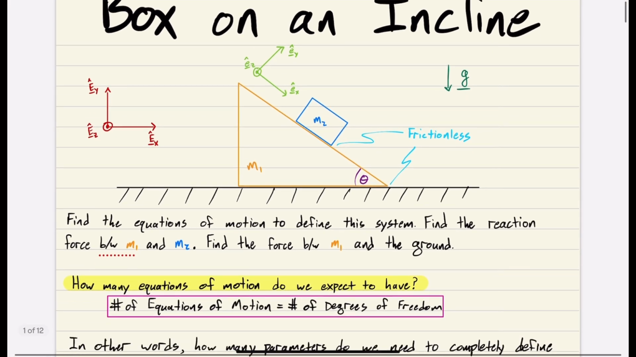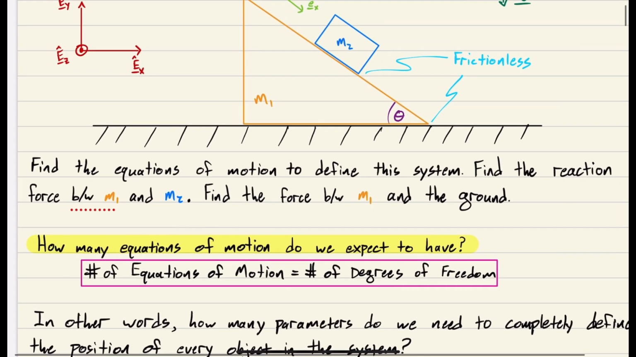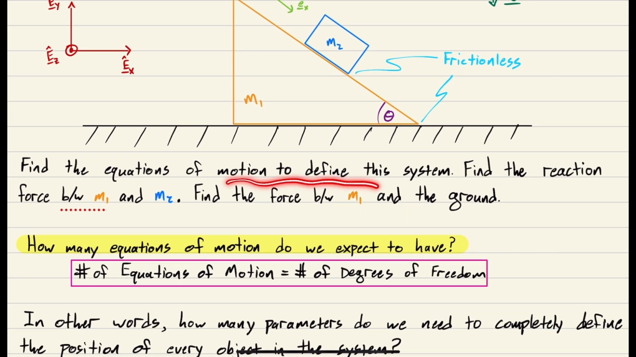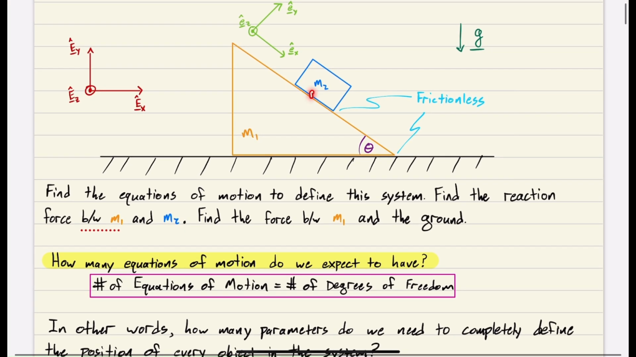Okay, and what do we want to do for this problem? We want to find the equations of motion to define the system. We want to find the reaction force between M1 and M2. And we also want to find the force between M1 and the ground. So there's some force here between M1 and M2. We want to define that. There's another force here between M1 and the ground. We're going to find that.